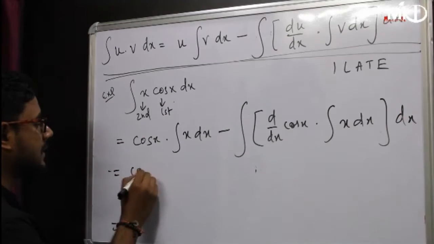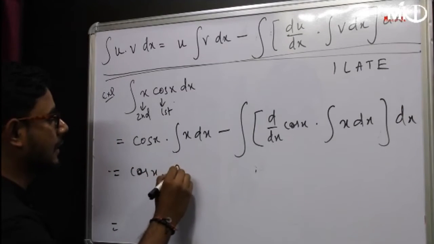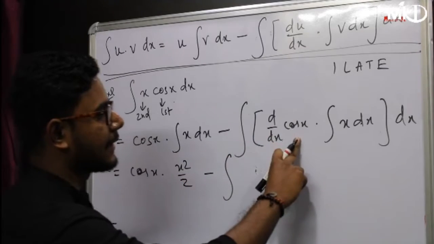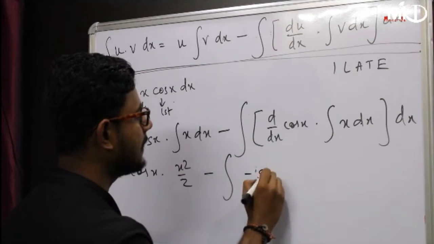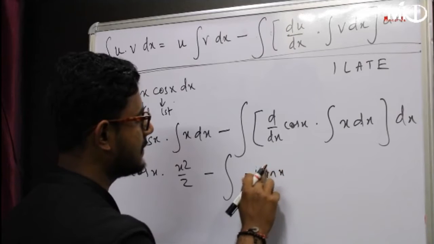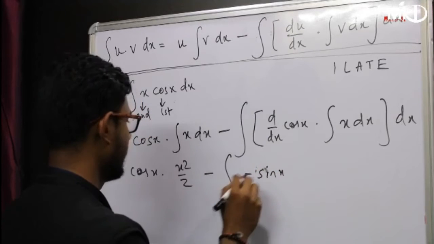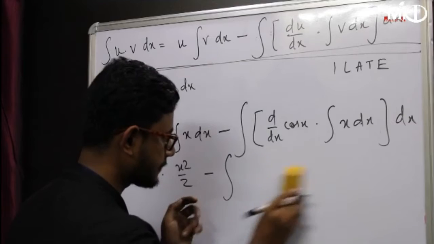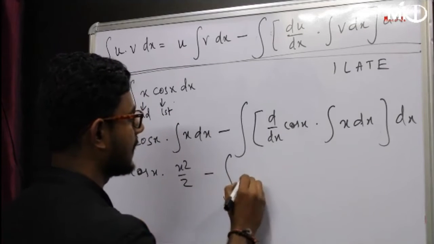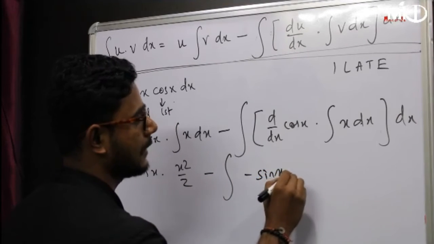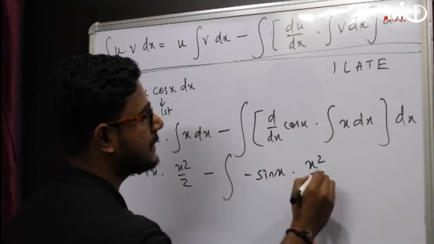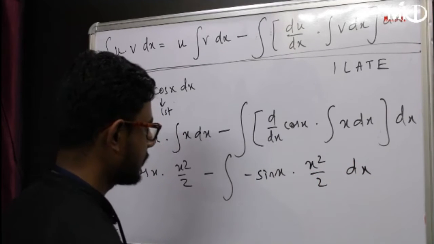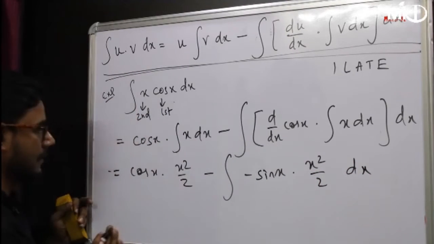So now it will become cos x into integration of x, which is x square by 2, minus whole integration of derivative of cos x, which is minus sin x, into integral x, which is x square by 2, dx. Okay, so we can see one thing.